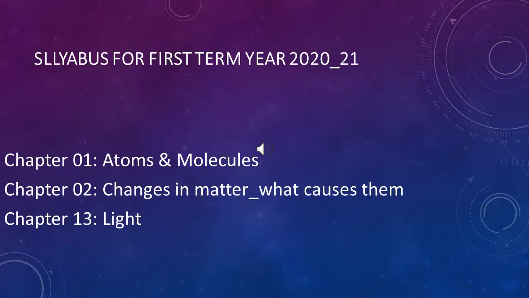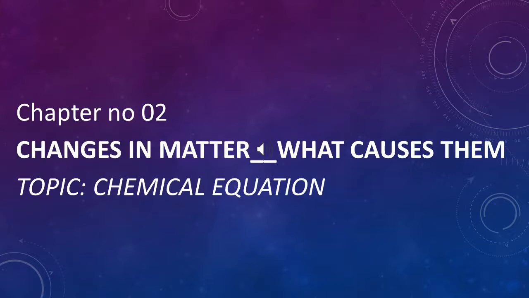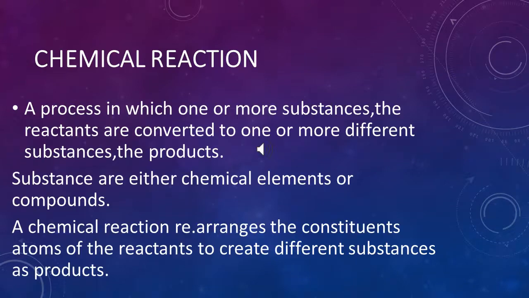As previously discussed about the syllabus for 2020-21, it can accommodate three chapters: chapter number 1, atoms and molecules; chapter number 2, matter states; and chapter number 13, light. We are at chapter number 2, changes in matter, what causes them, and today's topic is chemical equation.